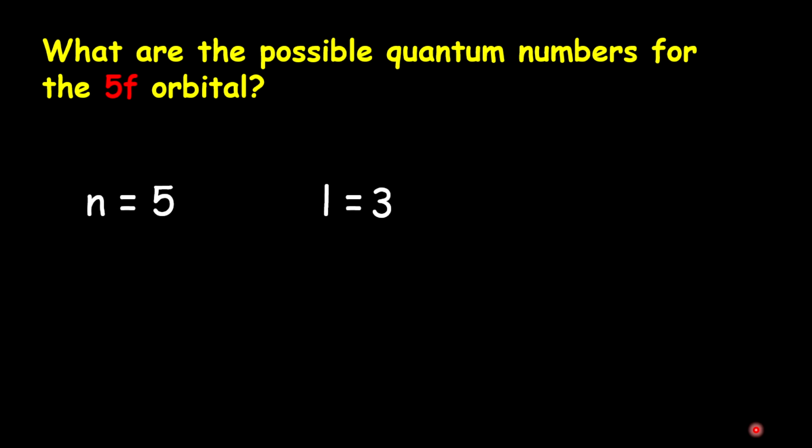Now, if L is equal to 3, then what will be our ML values? Our ML values will start from negative L to positive L. And so our ML values will be -3, -2, -1, 0, +1, +2, and +3. So these are the possible quantum numbers for the 5f orbital. All right, and so I hope this is a little bit more clear for you and easier for you.